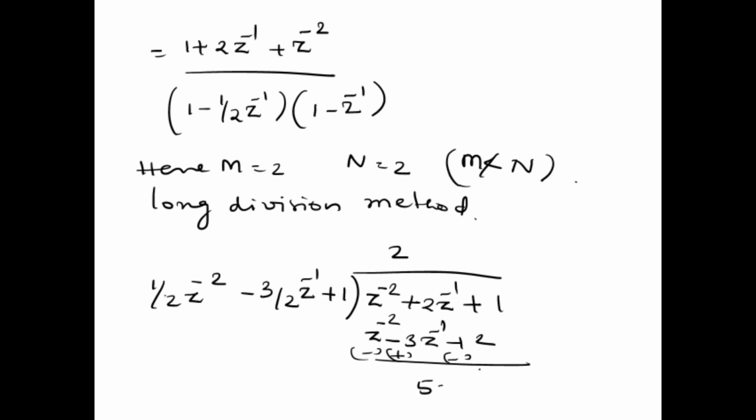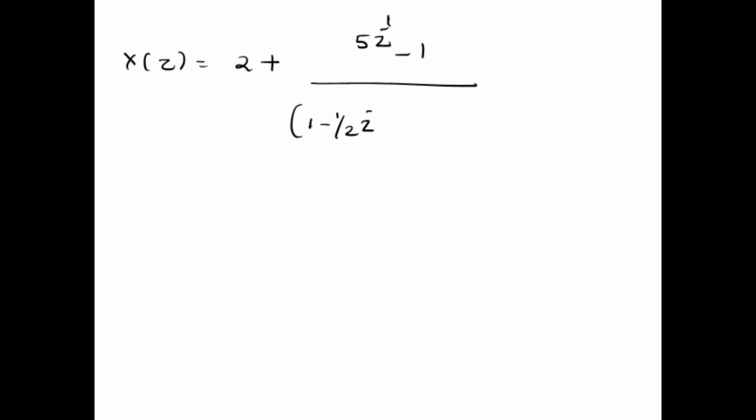So x of z is equal to 2 plus (5 z inverse minus 1) divided by (1 minus half z inverse) into (1 minus z inverse). So we can consider the last two terms as x1 of z. Now we can apply the partial fraction expansion for the second term of the above equation.